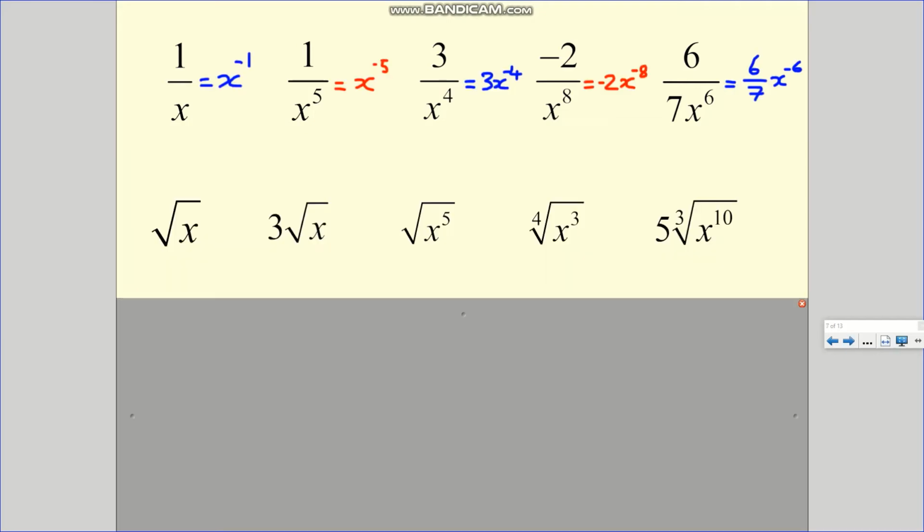Okay, so for those first 5 answers, an x on the bottom of a fraction is going to be x to the power of -1. If there's a higher power, like x to the 5 on the bottom of the fraction, then it pulls up and it becomes x to the -5.